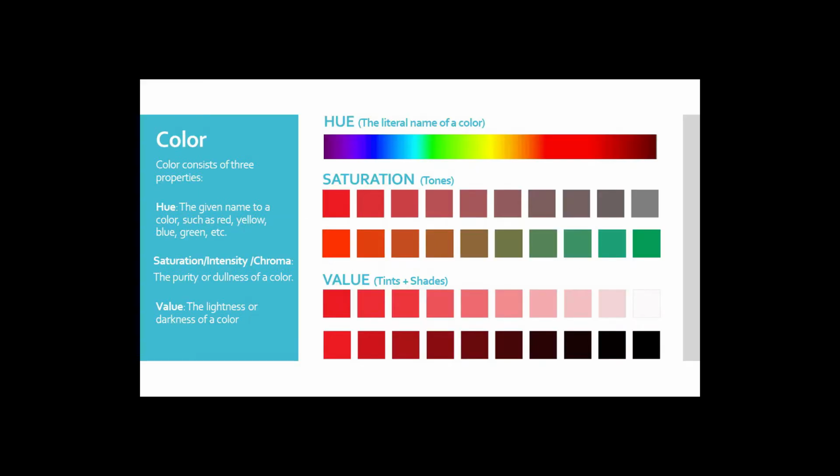And then the last property of color is value, which we've already talked about. Yay! So value is the lightness or darkness of a color. Adding white or black to a hue changes its value. A tint is created when white is added, and a shade is made when black is added.